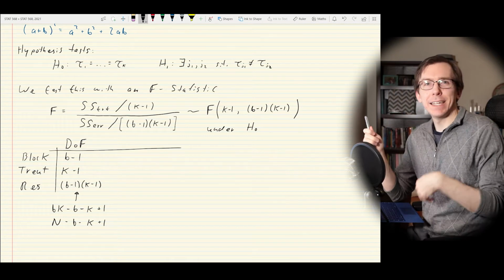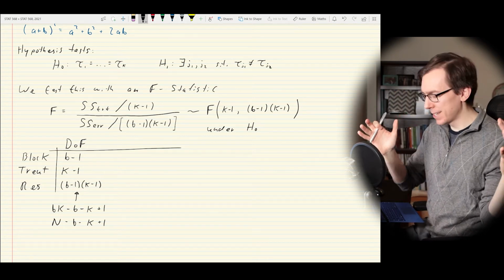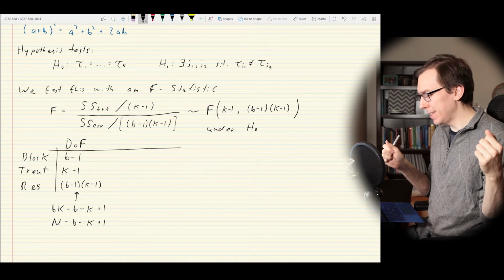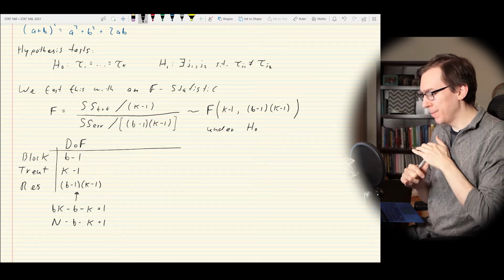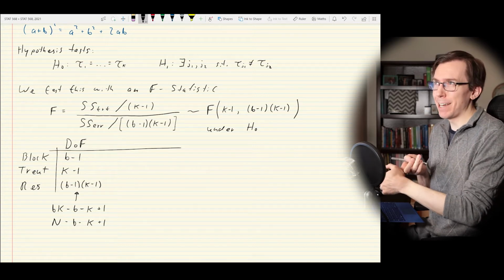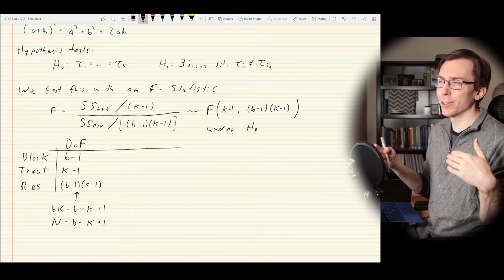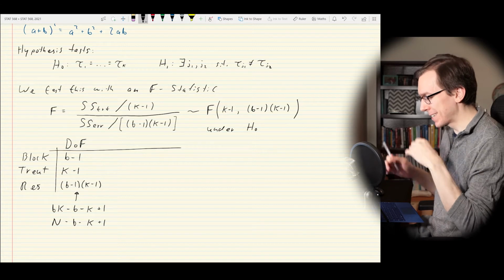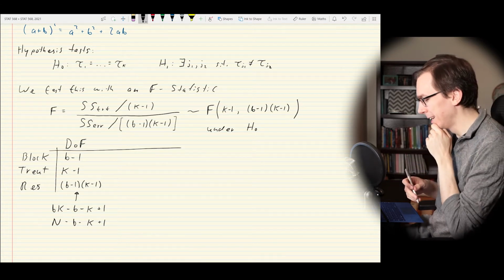So again, the idea being that we have capital N data points, we have to estimate all of the block means, we have to estimate all of the treatment means, but when we've done that, we have an extra global mean and we can add that back on. So it's, again, a little bit confusing.